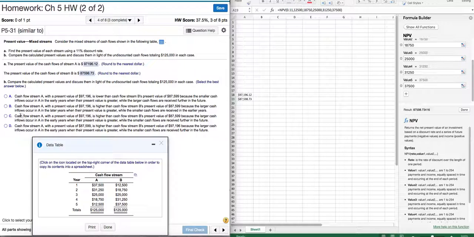Moving on to option C, cash flow stream A with a present value of 97,000 is higher than cash flow stream B. That's correct, and it's because the larger cash inflows occur in A in the early years when their present value is greater. So option C is the correct answer.